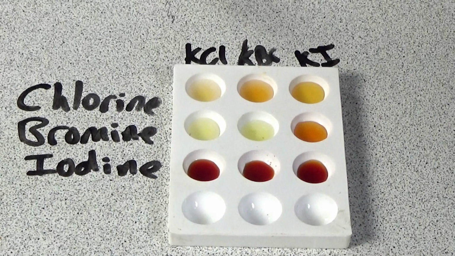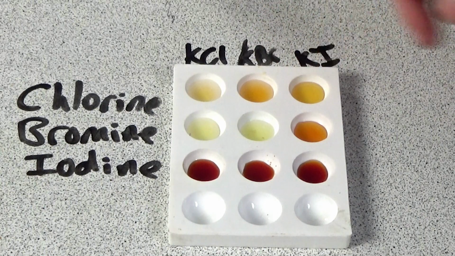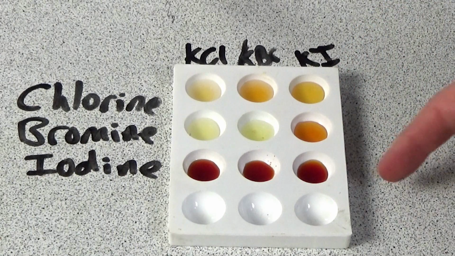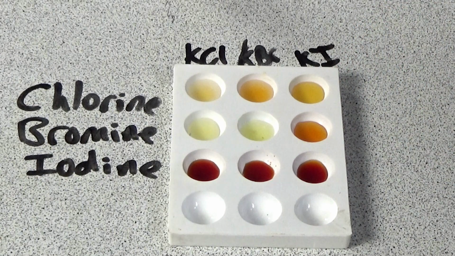We can now see that chlorine has definitely reacted in these two reactions. Bromine has only had one reaction and iodine hasn't reacted at all. So we're now going to see what that tells us about the reactivity of the halogens.